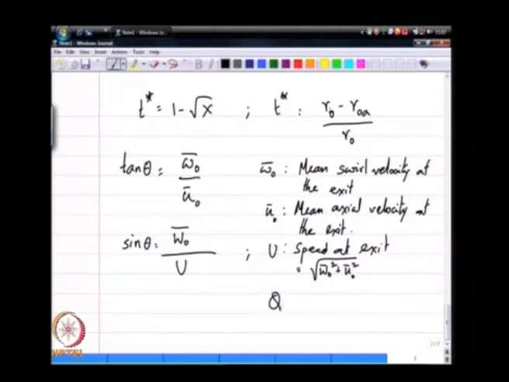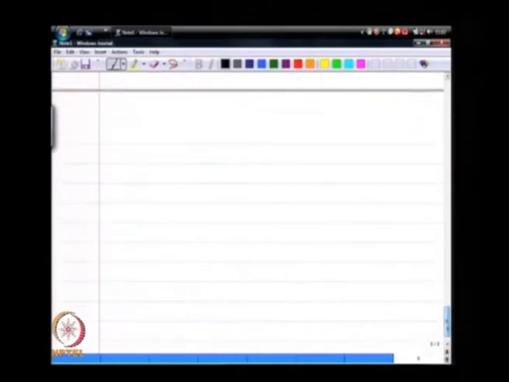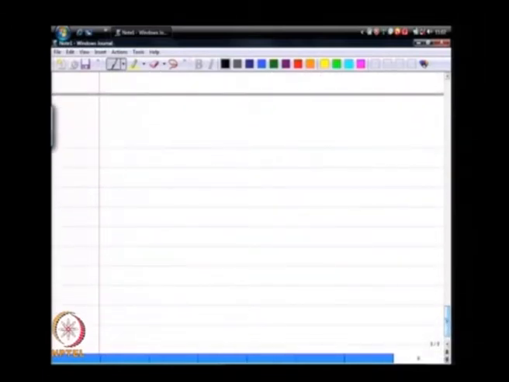Okay, and I can write a simple expression as u times a 0. This is the basic definition of any discharge coefficient. U times a 0 is the theoretical flow rate; the actual flow rate q divided by the theoretical flow rate u times a 0 is the discharge coefficient. Now, I need an estimate for W 0 bar before I can tell you what sin theta is going to be.